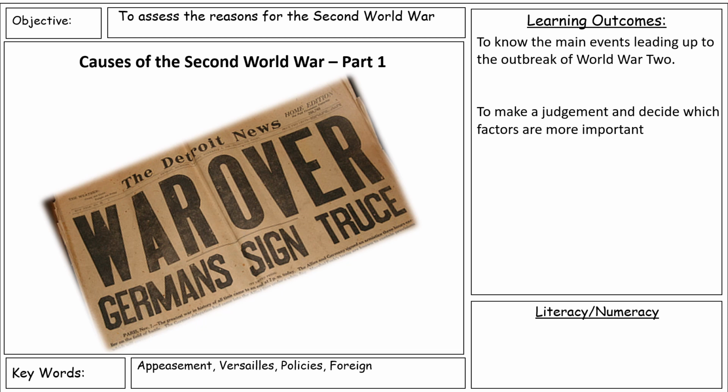Learning outcomes: we're going to know how to look at the main events leading up to the outbreak of the Second World War, and to make a judgment between us and decide which factors we think are more important and which ones were more essential to the war breaking out.